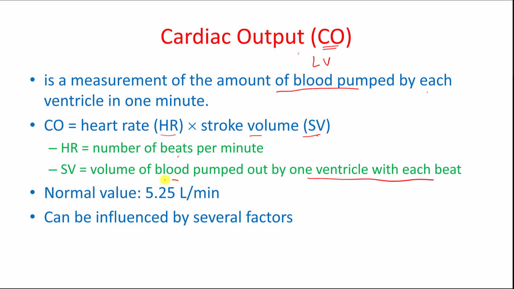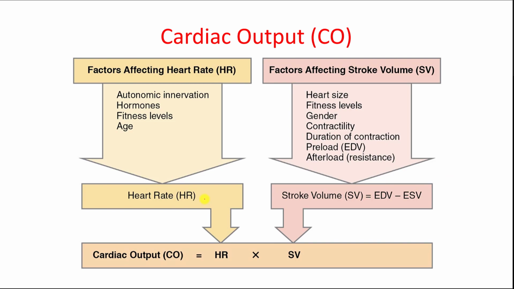Usually we're talking about 5.25 liters per minute. If you remember, the blood volume is around 6 liters, 6 in males, around 5 in females. So we're talking about the entire amount of blood pumped each minute. But there are several factors that will affect the cardiac output. Several factors affect the heart rate, like age, hormones, and fitness levels.